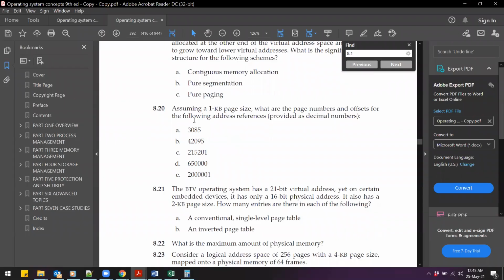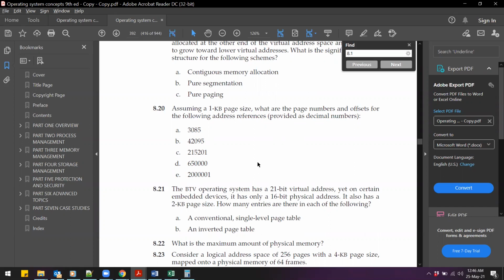The next one is 8.20. It says, assuming a 1 KB page size, what are the page numbers and offsets for the following addresses? And these numbers are given in decimals. Now looking at these numbers, can you figure out whether they are logical addresses or physical addresses? It is asking for the page numbers and offsets from these addresses.